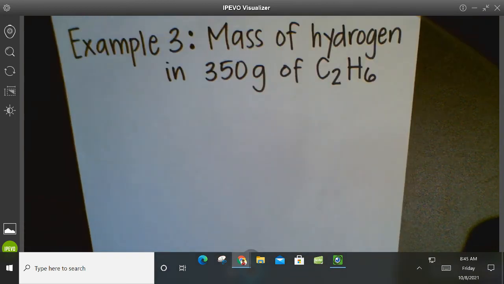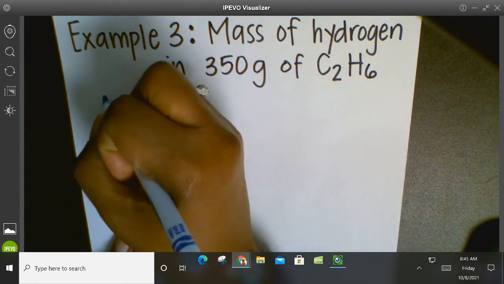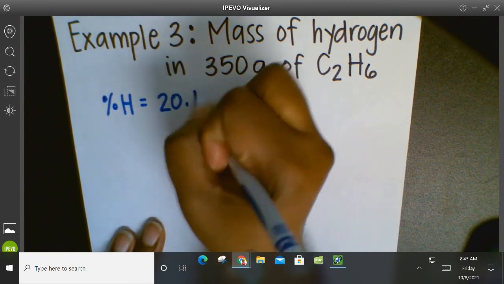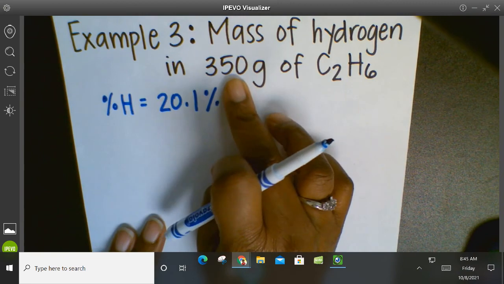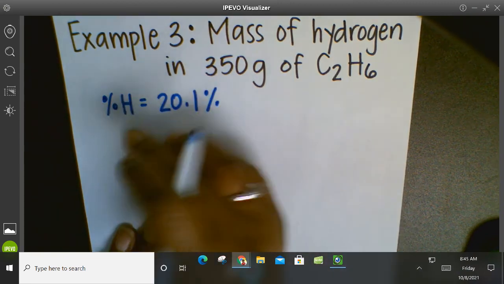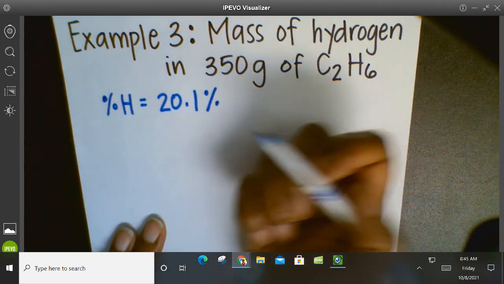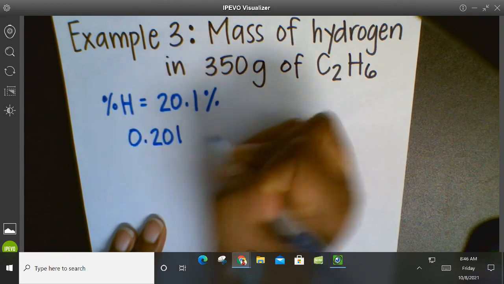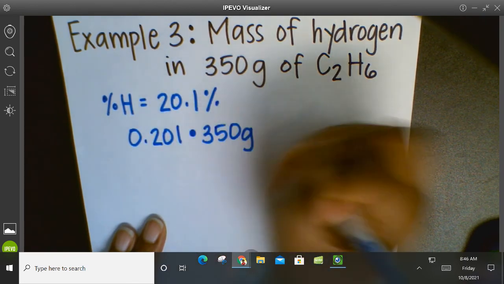All right. And so to do that, first let me just put this here. The percent hydrogen in the compound is 20.1%. Okay. And so I'm going to find 20.1% of 350. And so remember, whenever we do that, we have to convert this from percentage to just a regular number. And so that becomes 0.201. And I multiply that by the 350 grams, which is the mass of the whole thing.